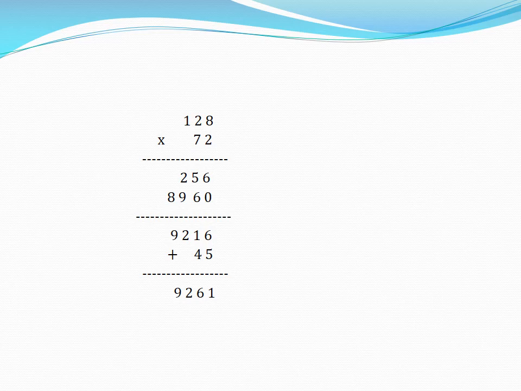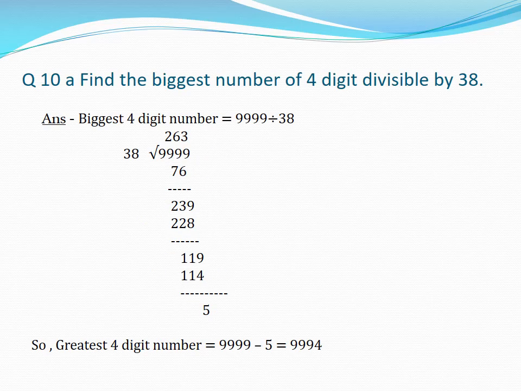9216. Now add the remainder to it. How much is the remainder? 45. Okay. 6 plus 5, 11, carry 1. 4 plus 1, 5 plus 1, 6. 2, 9. 9261 is the answer.